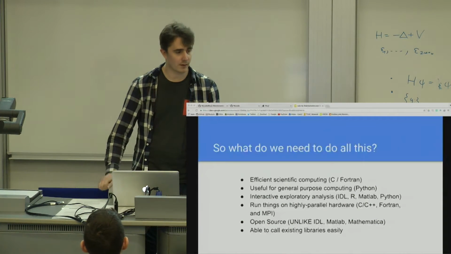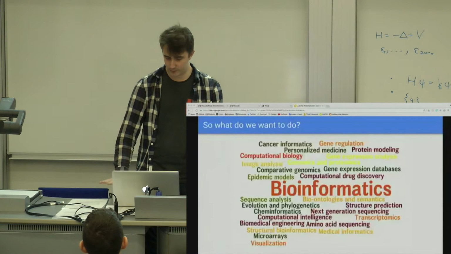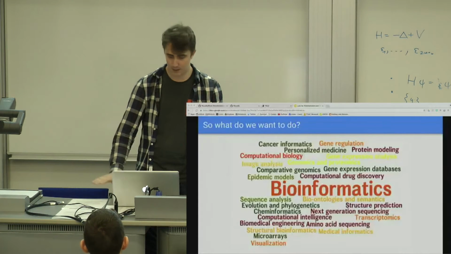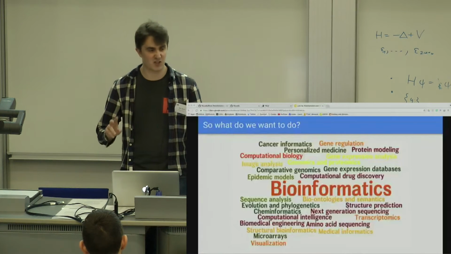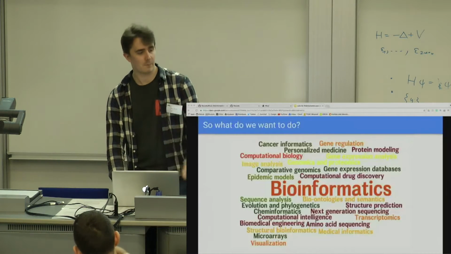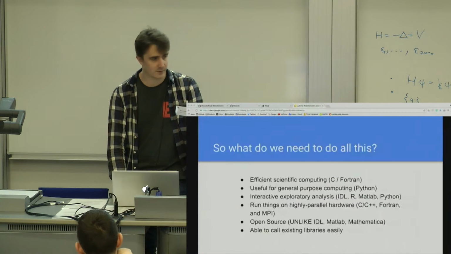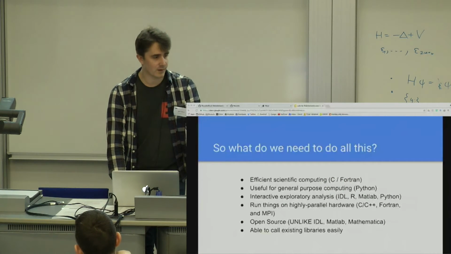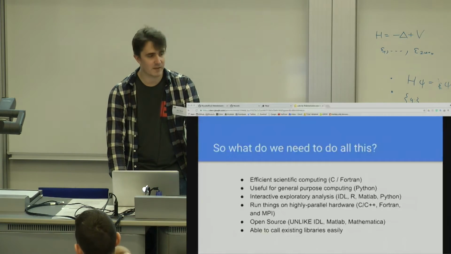What do we need to do all of this? For anybody who's unfamiliar with biological data and what exactly a gene or DNA sequence is, I'll get to that in a bit. But if we want to accomplish all these goals, what do we need as biologists? We need efficient scientific computing, but we also need it to be general purpose.